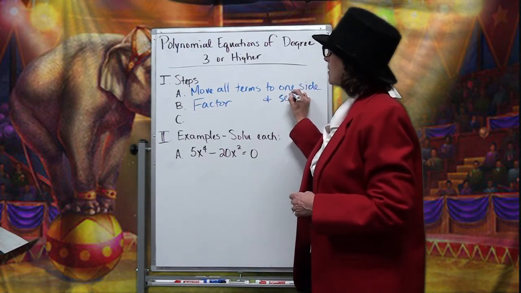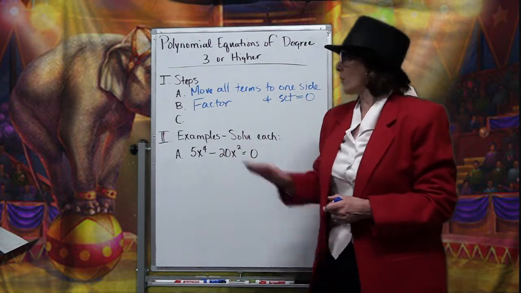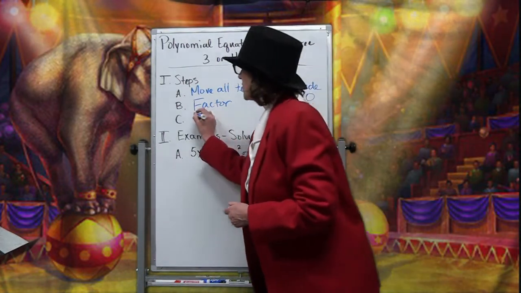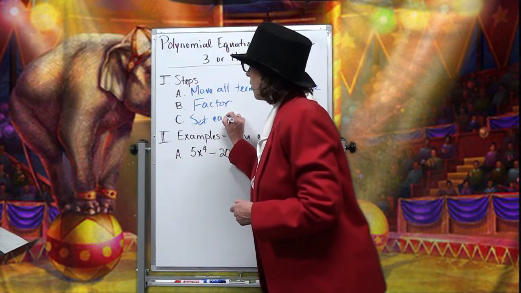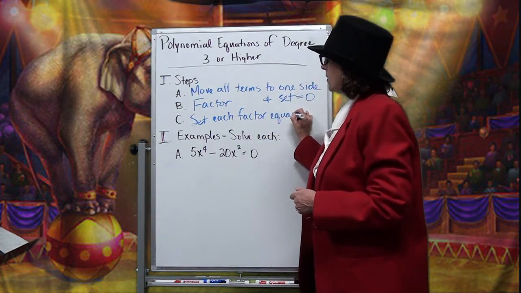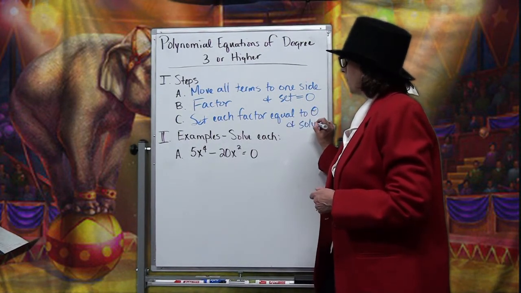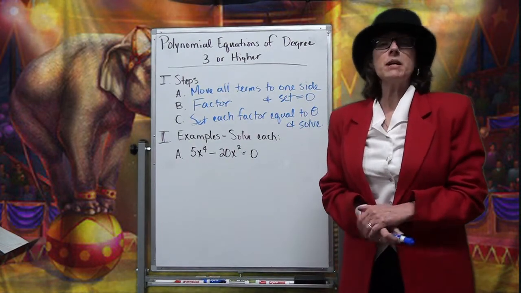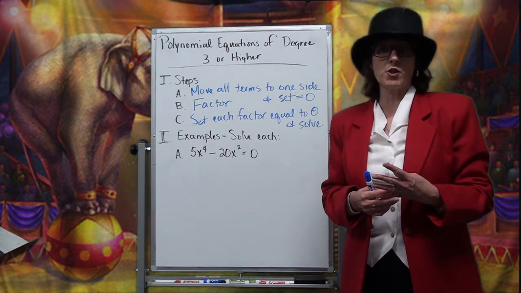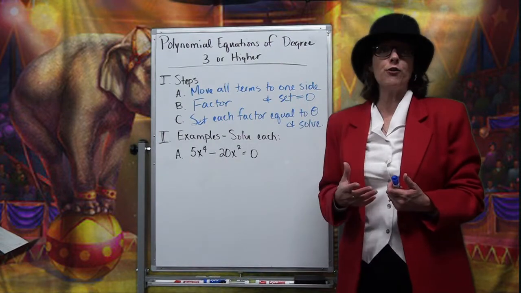And set it equal to 0. And then once I've moved everything to one side, it's set equal to 0, then I'm going to factor it. And then as that zero product principle says, I'm going to set each factor equal to 0 and solve. So this should sound familiar because this is one of the ways that we use to solve a quadratic. One of the methods, where there were 4 methods for solving quadratic, and one of them was to factor and set each factor equal to 0. So this is going to feel familiar.